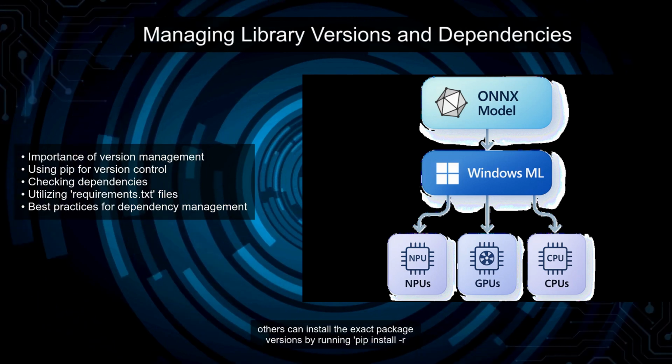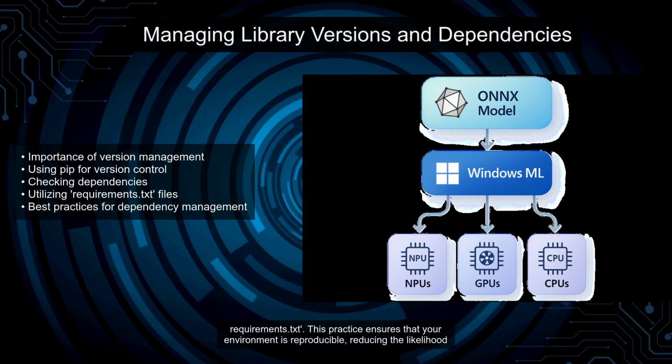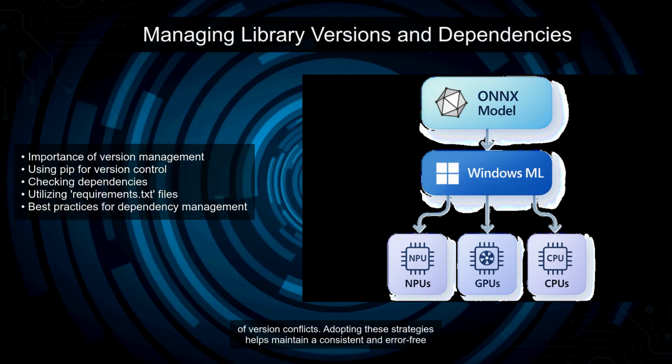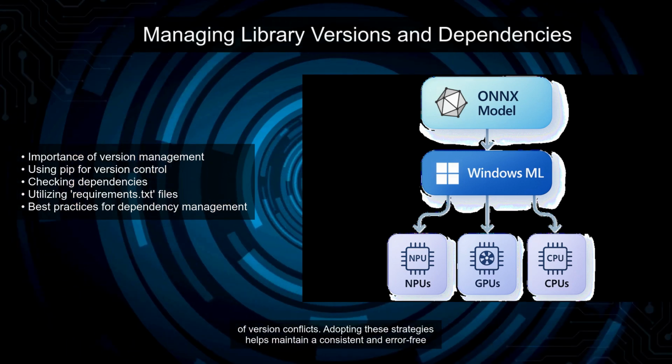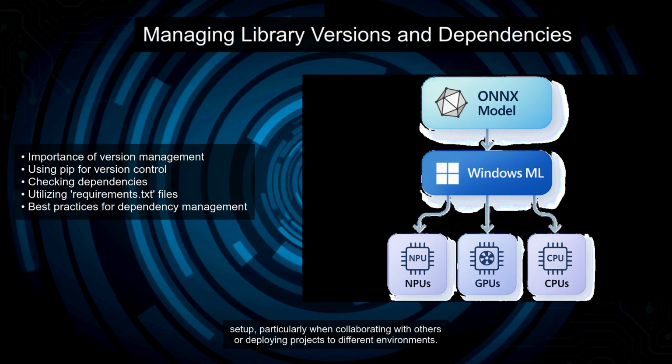When sharing projects, others can install the exact package versions by running pip install -r requirements.txt. This practice ensures that your environment is reproducible, reducing the likelihood of version conflicts. Adopting these strategies helps maintain a consistent and error-free setup, particularly when collaborating with others or deploying projects to different environments.